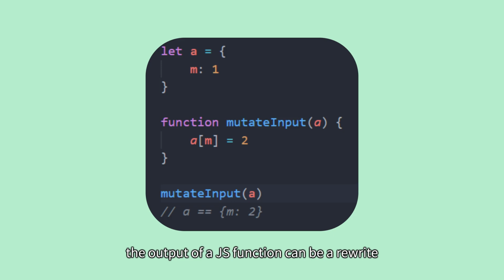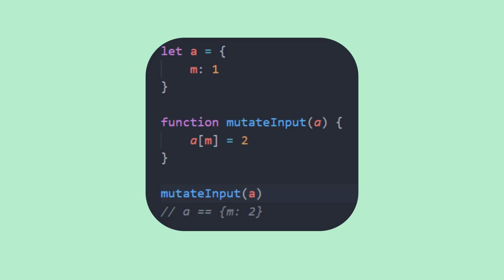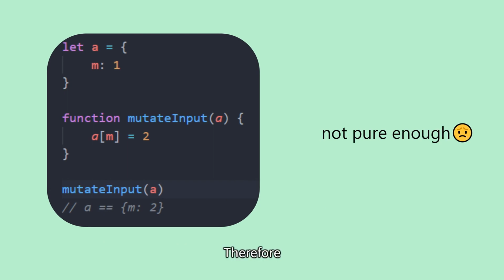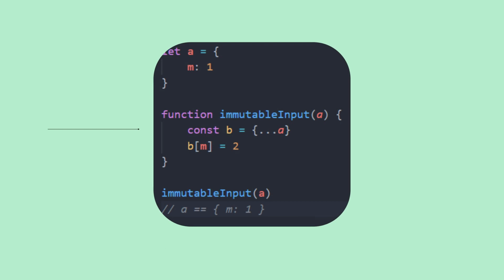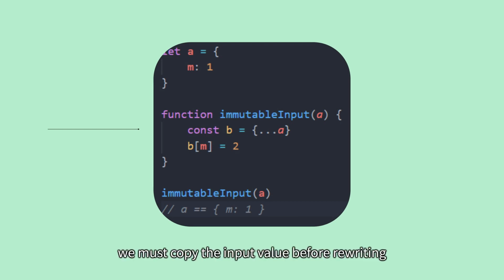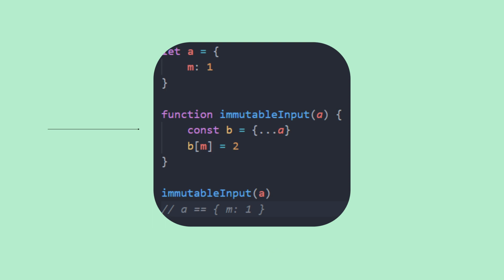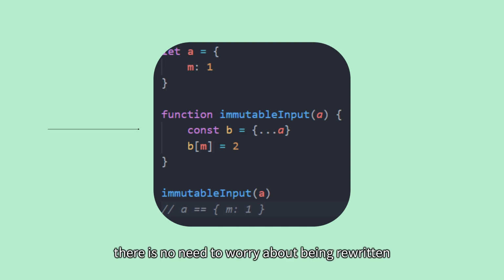Not only that, the output of a JS function can be a rewrite of the input, which is not pure enough. Therefore, pure functions have another limitation: immutable data. In other words, no matter how complicated the data is, once it is created, it cannot be changed. Let's change the previous function a little bit. That is, we must copy the input value before rewriting. In this way, when a piece of data is used as input by any other module functions, there is no need to worry about it being rewritten.